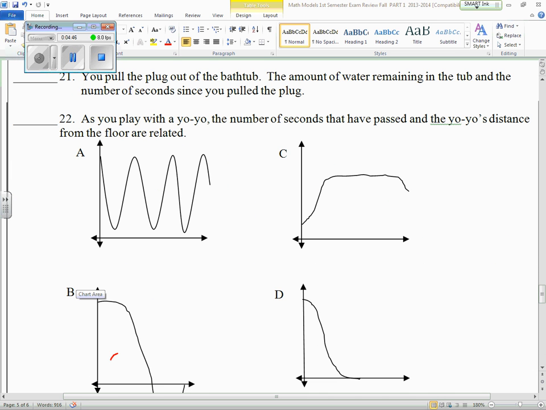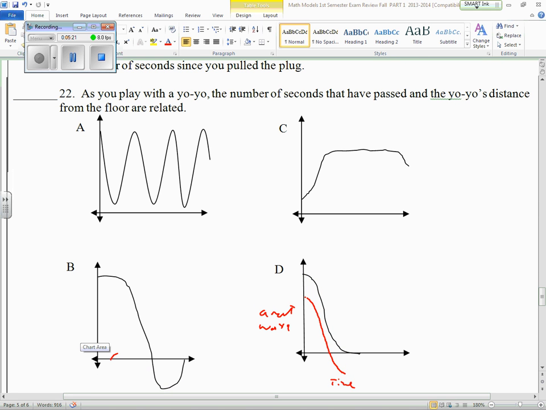21, you pull the plug out of the bathtub, the amount of water remaining in the tub, and the number of seconds since you pulled the plug. What do you think? D? It starts out with a lot of water. Okay. This is the amount of water. This is time. So the amount of water is decreasing, and in about 20 seconds, maybe 45 seconds, it'll all be gone. B is also decreasing, but what's wrong with B?